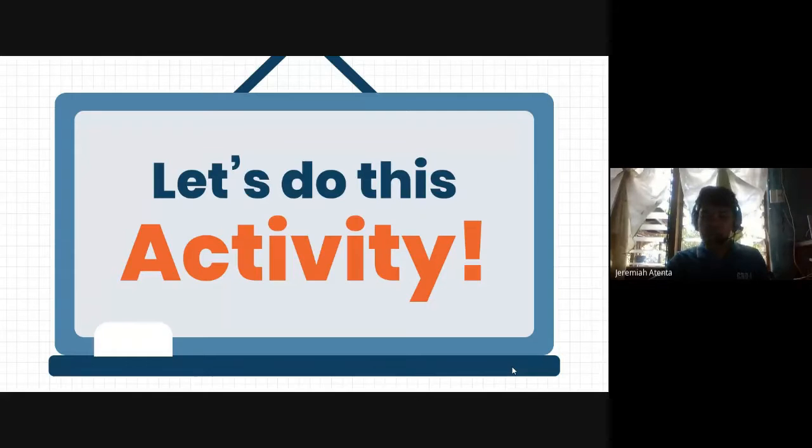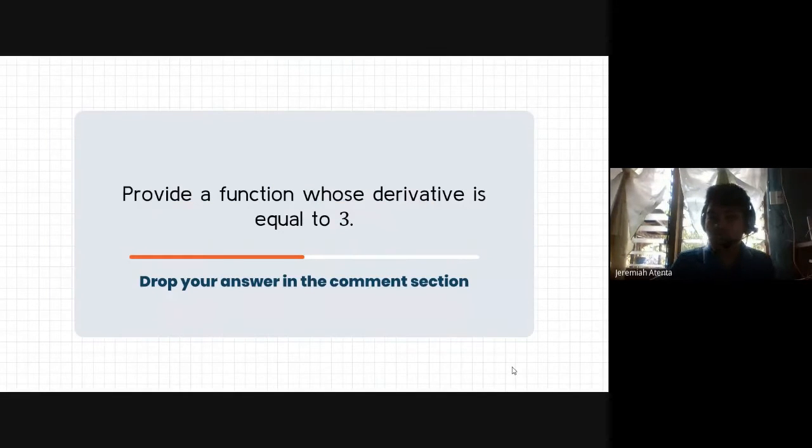Okay, so to start our discussion, let us have first this activity. Here you are going to do the task given, and I think kaya nyo naman ito. This is somewhat a review of what you know sa derivatives. The first question is: provide a function whose derivative is equal to 3. Drop your answer in the comment section.